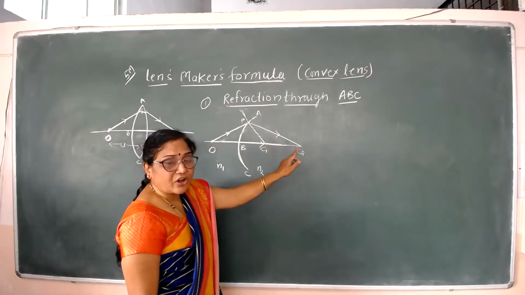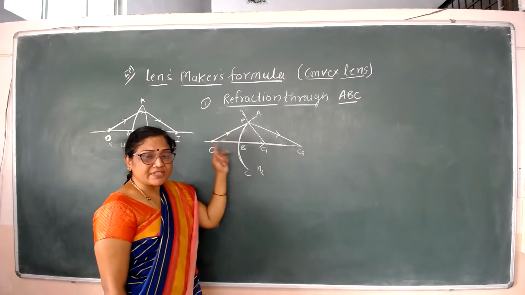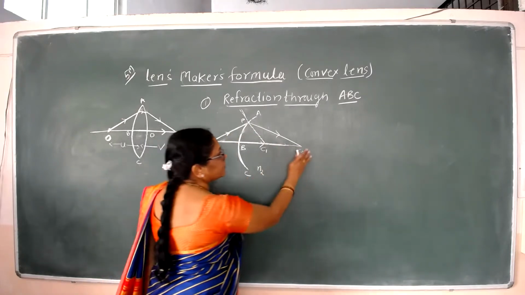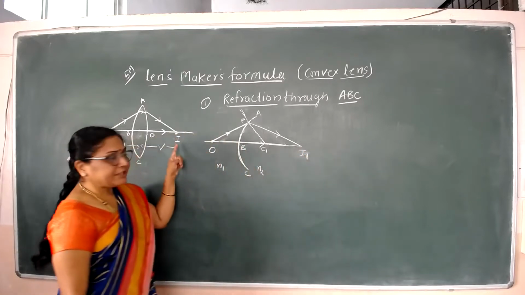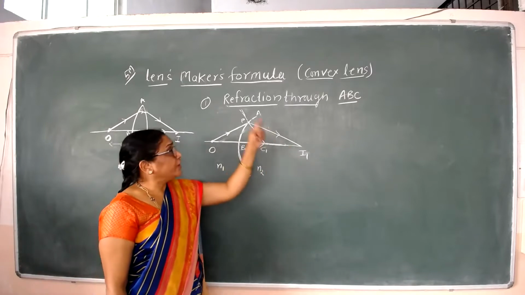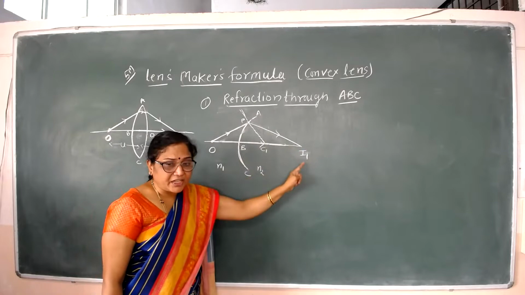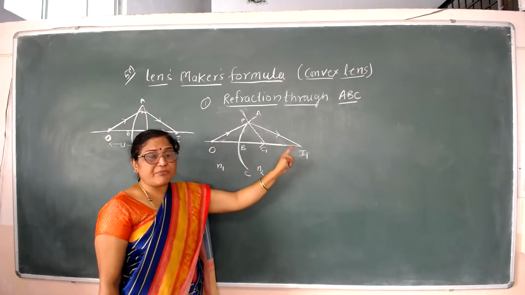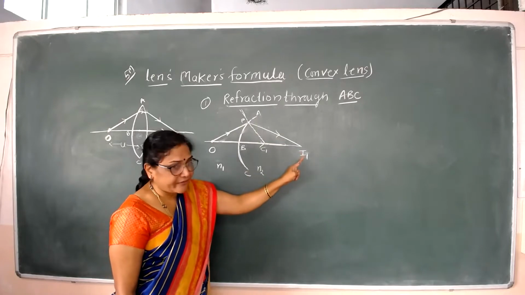But this is not the final image. This image is found due to only one spherical surface. So this image, if we consider this point as I1, I be the final image. But this is the image which is found due to the first spherical surface. So this is not the final image. So here this is I1.